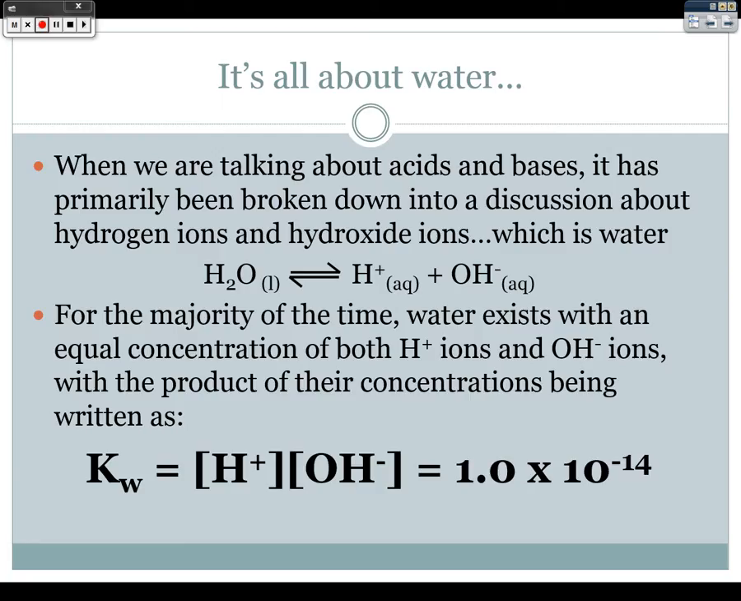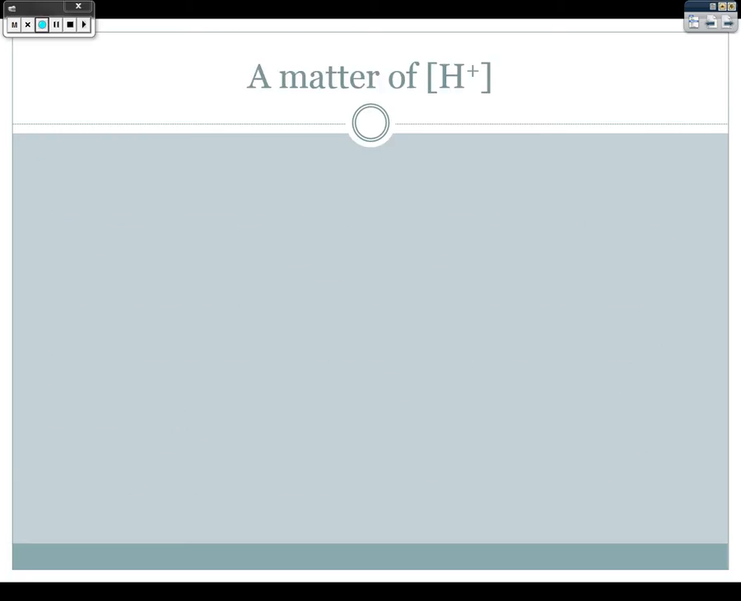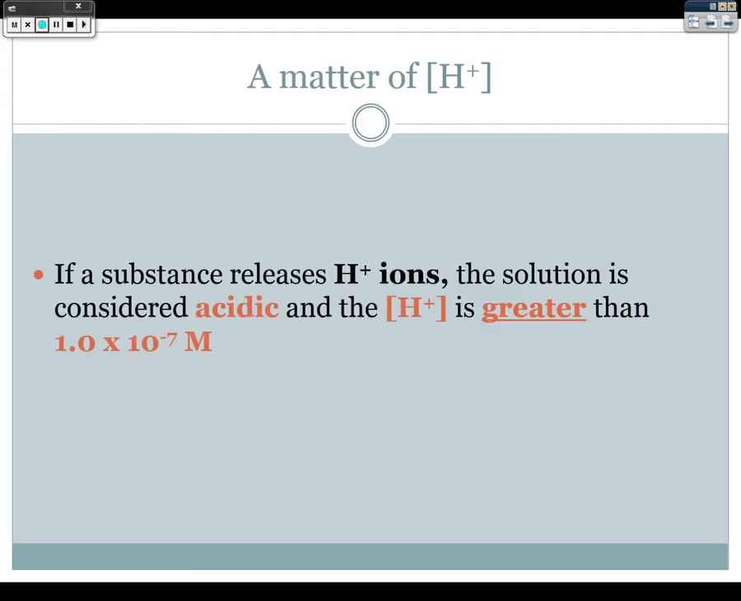Well, Kw is the water constant, and it's talking about the ratio of the concentration of the products in this equilibrium reaction of hydrogen ions and hydroxide ions over the concentration of liquid water. But of course, liquid water cannot be written in the Keq because it's a liquid. And that value, which is a constant, is 1.0 times 10 to the negative 14. So it's all about the hydroxide ion concentration.